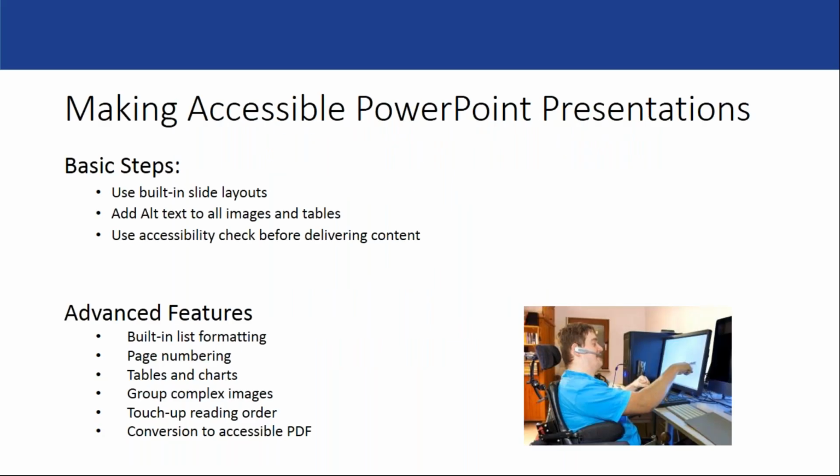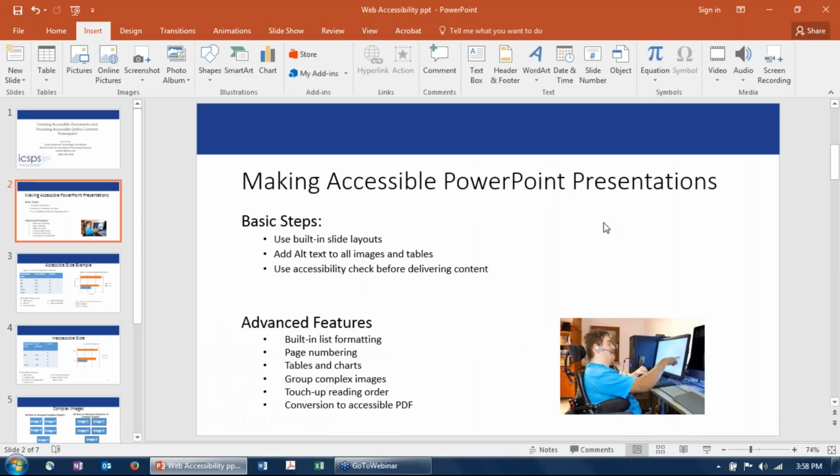So today, the things we're going to look at include the use of built-in slide layouts, the addition of alt text to all images and tables, use of accessibility checker before delivering content, and features including built-in list formatting, page numbering, the use of tables and charts, group complex images, touch-up reading order tools, and the conversion of PowerPoint documents to accessible PDFs. In order to go through this stuff, I'm going to actually have to get into the regular view of PowerPoint so that I can actually walk you through it.